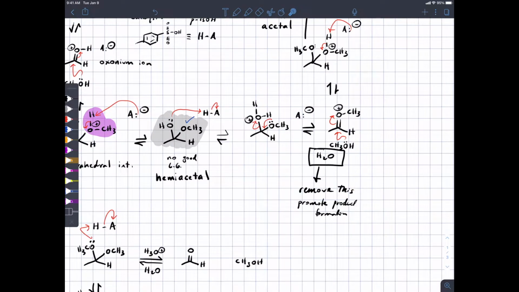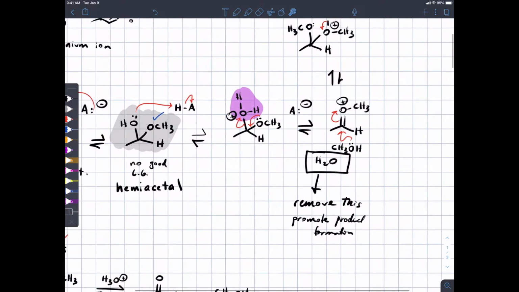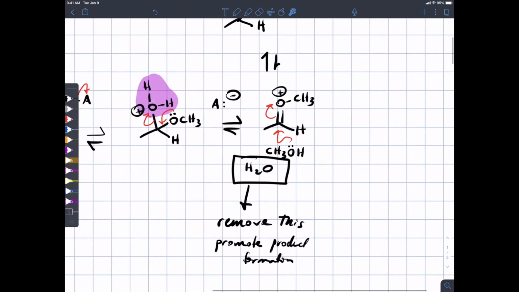We then use the acid to protonate the OH group, thereby converting it into a good leaving group. Now the neutral ether or methoxy oxygen is strong enough to kick down and remove water as a leaving group. We talked last time about how you can drive this equilibrium forward by removing water, which promotes product formation. When water leaves, we're left behind with another oxonium ion.